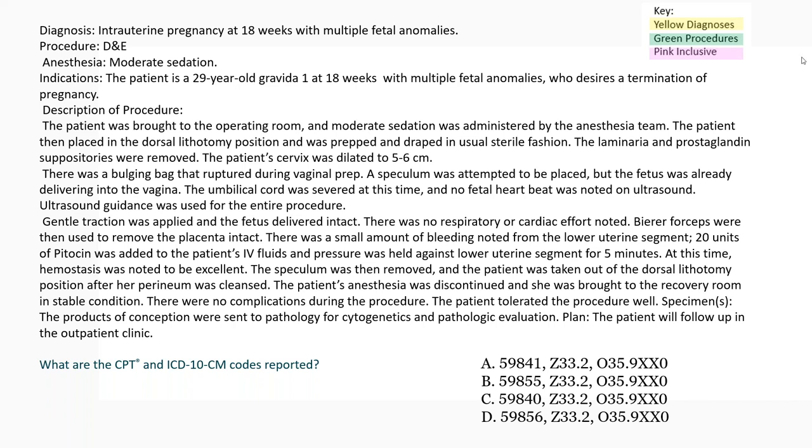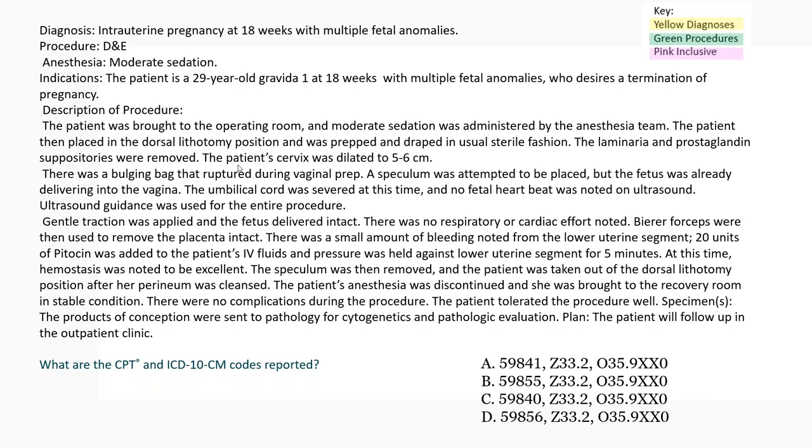What are the CPT and ICD-10-CM codes reported? Answer A, 59841, Z33.2, O35.9XX0. B, 59855, Z33.2, O35.9XX0. Answer C, 59840, Z33.2, O35.99X0. Answer D, 59856, Z33.2, O35.9XX0. Diagnosis: intrauterine pregnancy at 18 weeks with multiple fetus anomalies.